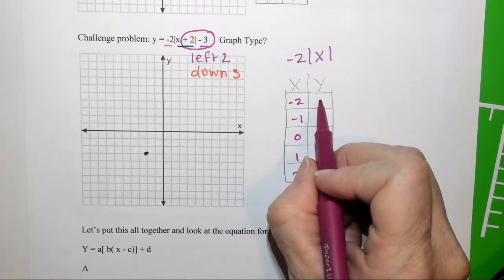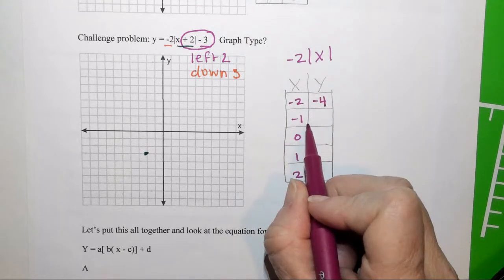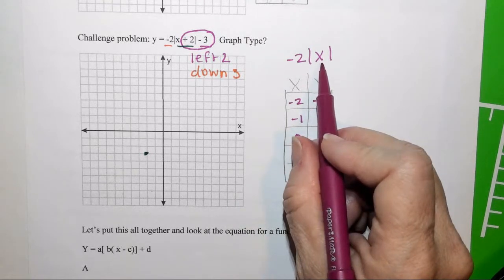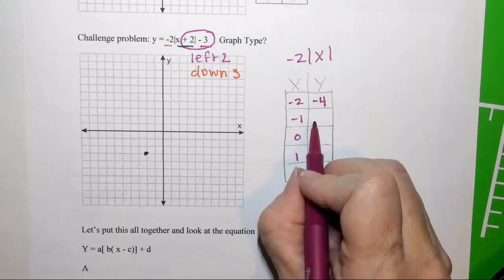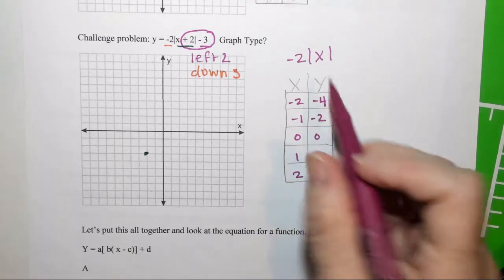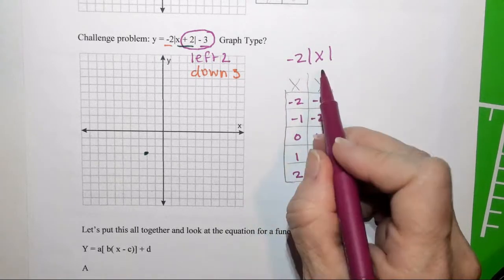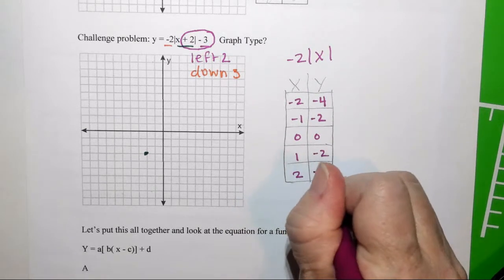Absolute value of -2 is 2 times -2 gives us -4. -1 inside your absolute value bars is 1 times -2 is -2. 0 times anything is 0. 1 times -2 gives us -2. And 2 times -2 is -4.